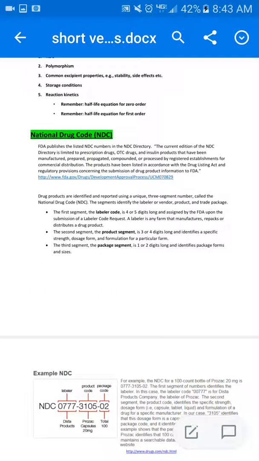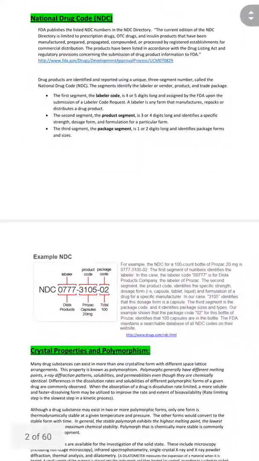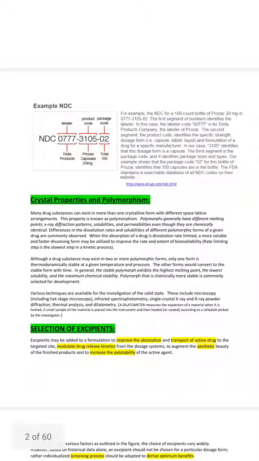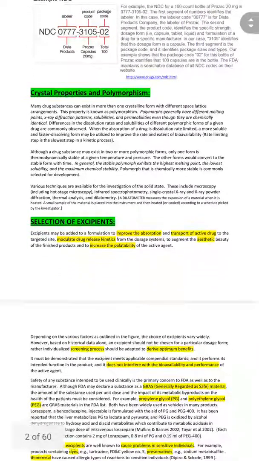15 minutes. NDC: labeler code, product segment, package code. Crystal properties. You want to make sure that you have the highest melting point, lowest solubility, and max chemical stability. So high melting point, low solubility, and max chemical stability. That's the best, most stable. Okay. Polymorph.